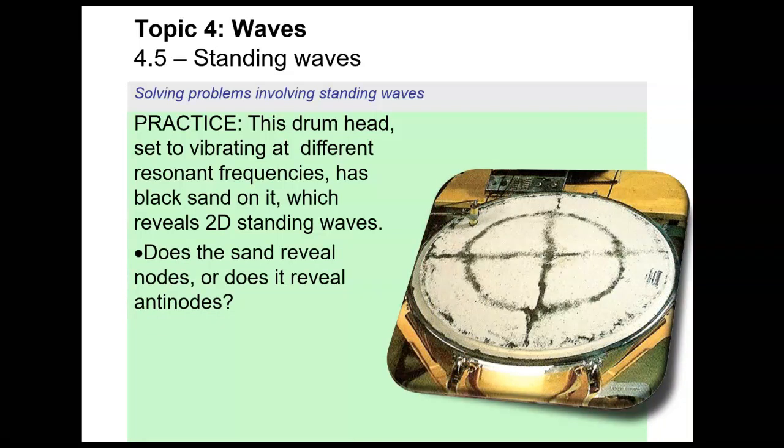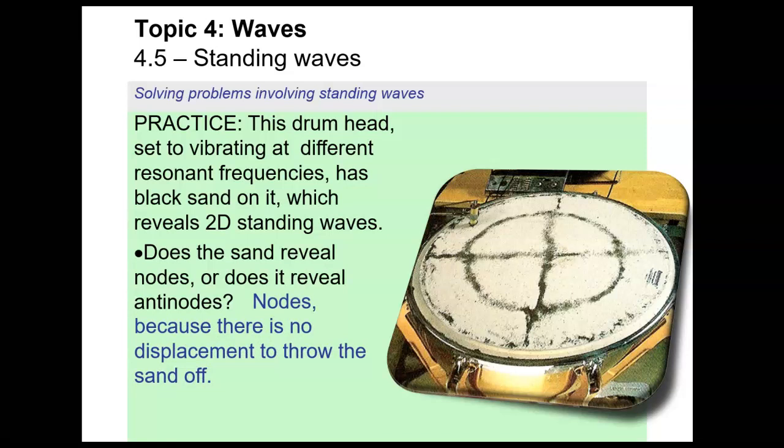So the first question says, the places where the sand is, does that reveal nodes or does it reveal antinodes? The place where you actually see the sand. It actually reveals nodes, because if you see sand on that part of the drum, that means the drum is not vibrating at that location. Whereas if it is vibrating, it knocks the sand off. Okay, so the sand reveals where the nodes are.